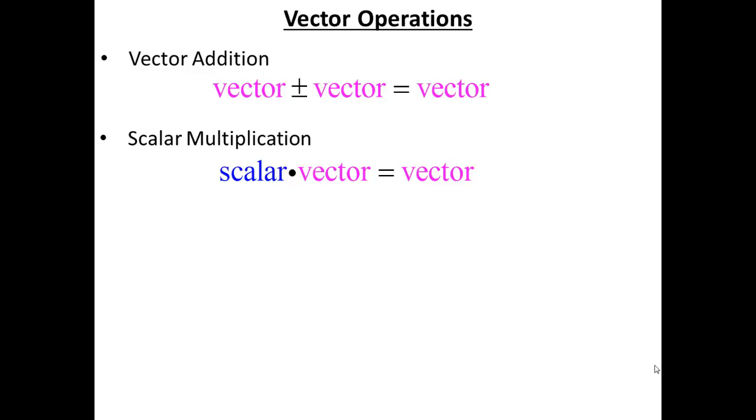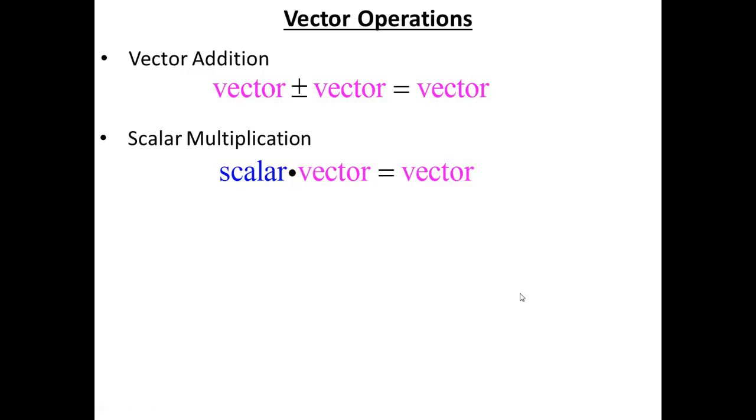So if I take a magnitude and multiply it times a magnitude with direction, I get another magnitude with direction, but the new vector is either going to be longer or shorter than the original vector by a factor of whatever that scalar was. Now, scalar multiplication is not the only type of multiplication when it comes to vectors.